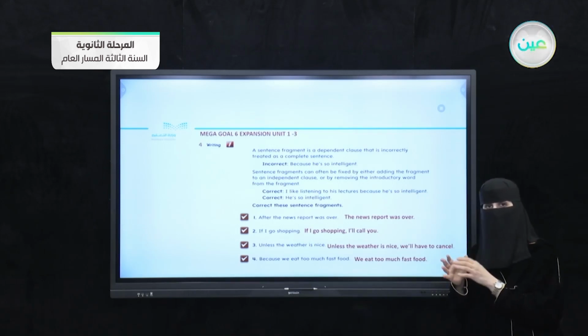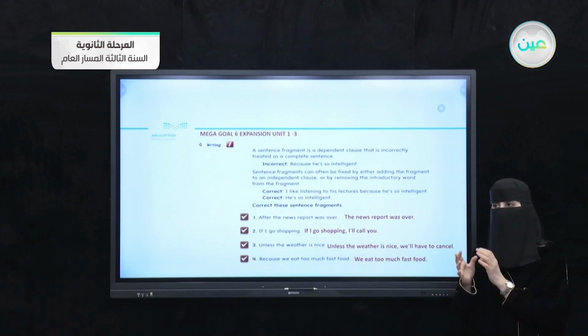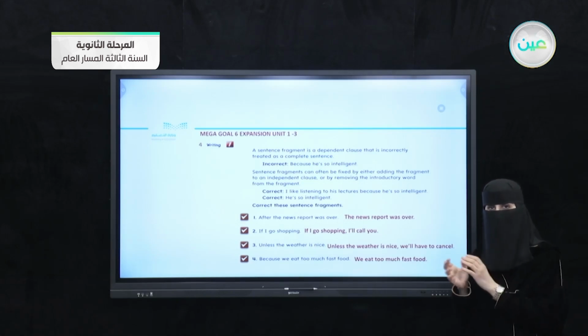So in this unit, we already learned how we use past modals, how we make a sentence with the passive modals in the past, and what situations we write our sentence in. Also how we can use a noun clause, and it has some situations and expressions we should follow. And the last one, how we make a sentence fragment, so how we correct it if we have it inside our question.